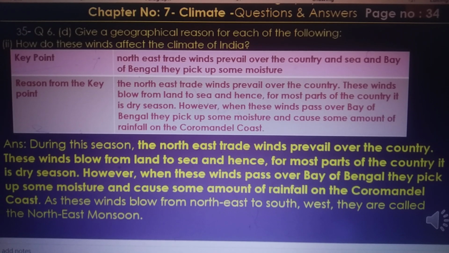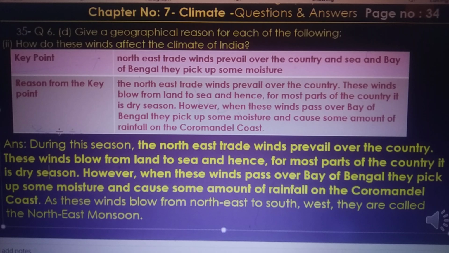Reason from the key points. Northeast trade winds prevail over the country. These winds blow from land to sea, and hence most parts of the country have dry seasons. However, when these winds pass over the Bay of Bengal, they pick up some moisture and cause some amount of rainfall on the Coromandel coast.